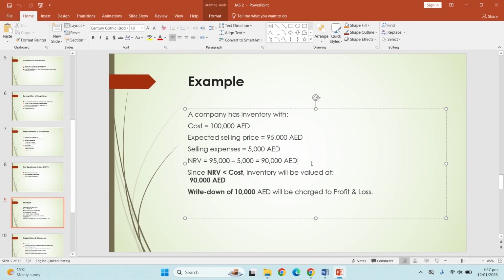Now we have to see which one is lower. Is the cost lower or is NRV lower? So we can see that the NRV is 90,000 and the cost is 100,000. So the lower is NRV. So the inventory will be valued at 90,000 AED, and the remaining 10,000, which is cost minus NRV, a write-down of 10,000, will be charged to the profit and loss statement.